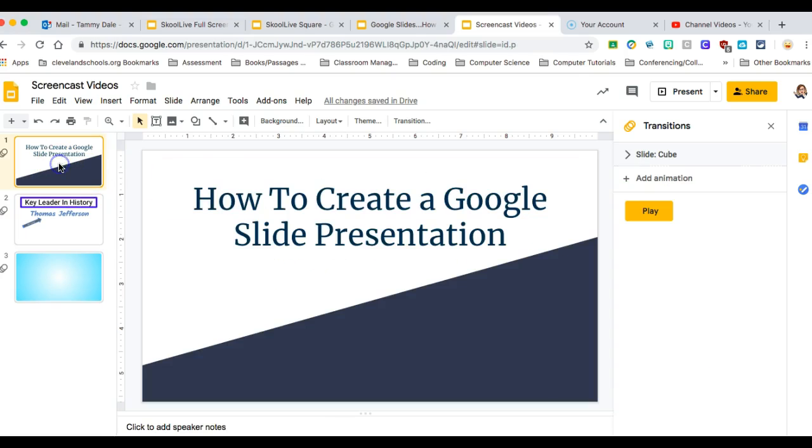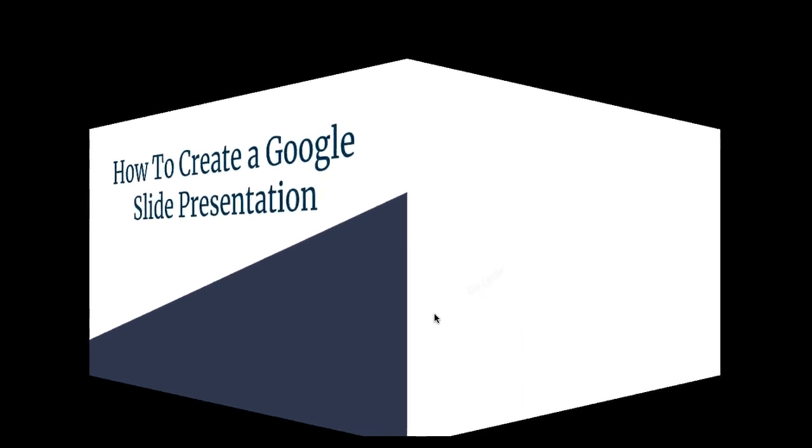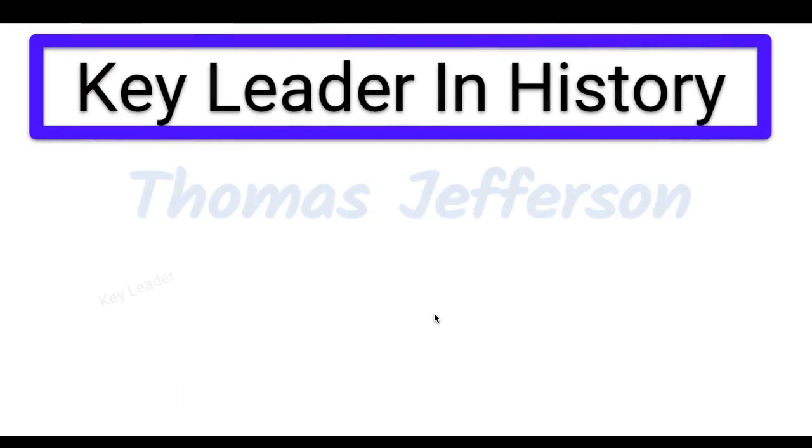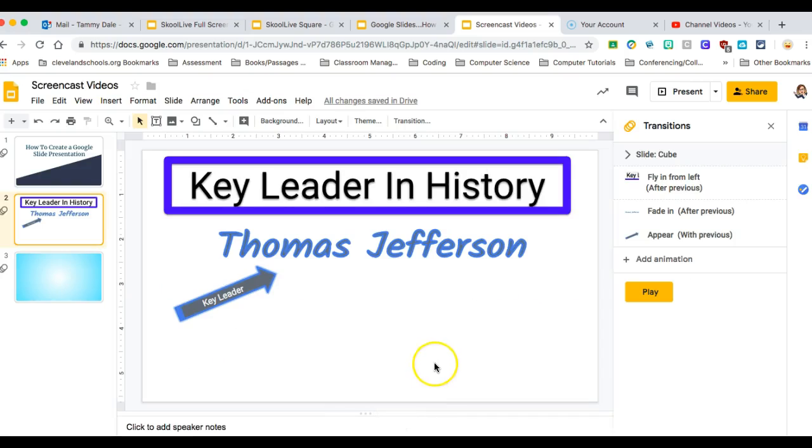Those are some different things that make your slide presentation a little more interesting. So I'm going to click here and say present. Now watch what happens. When I click, it's going to go to the cube. Here comes key leader in history, the name, and then boom. So again, I can make those do several different things. You have several options there. I'm going to exit presentation mode, and hopefully you'll be able to apply these things to your slides.